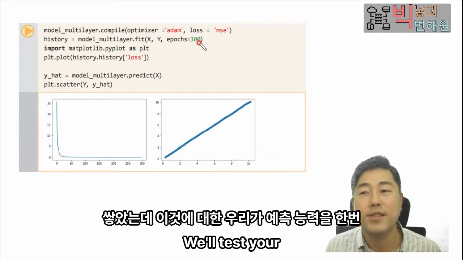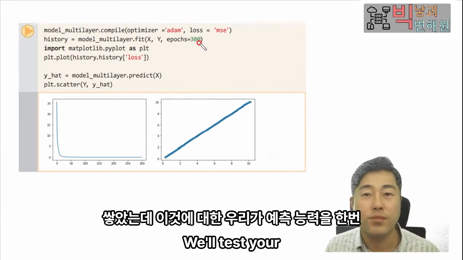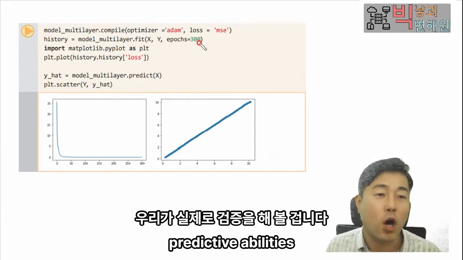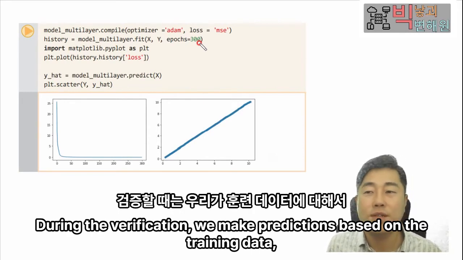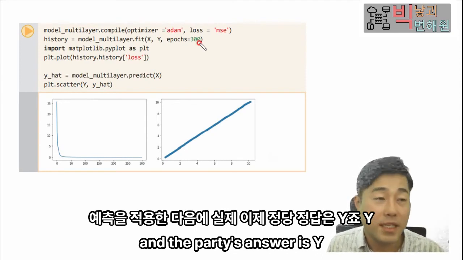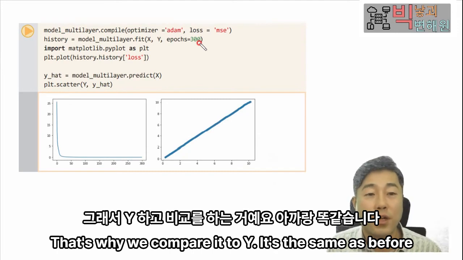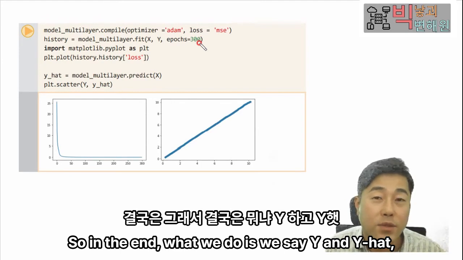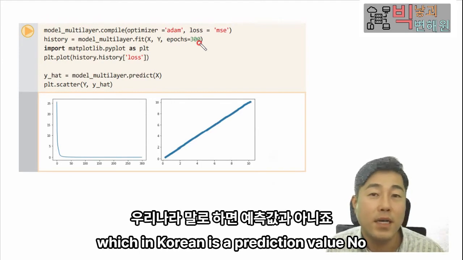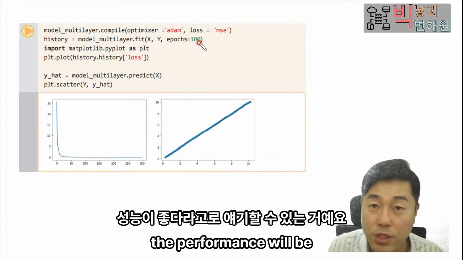Next is the multi-tiered structure. We'll test its predictive abilities. During the verification, we make predictions based on the training data, and that's why we compare it to Y. It's the same as before. So in the end, what we do is we say Y and Y hat, which is the prediction value. Now we can compare the actual value and the expectation. And the more this matches, the better the performance will be.